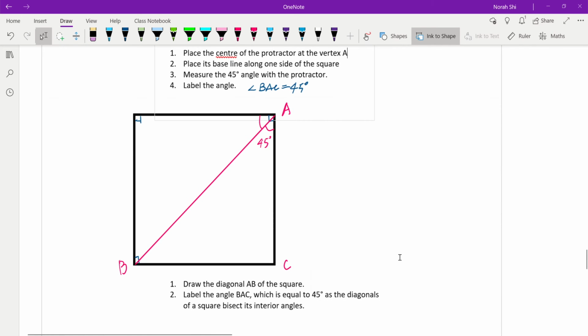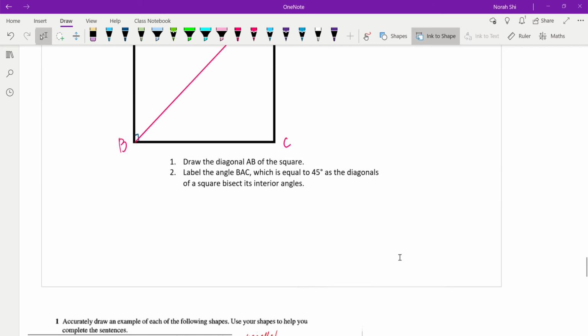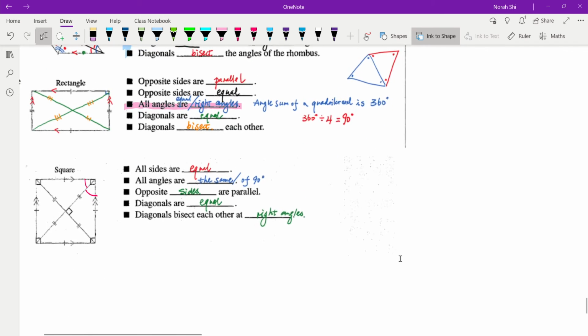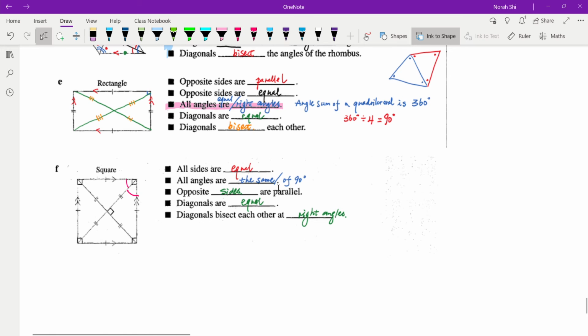For a square, it is a very special quadrilateral. What are the geometrical properties of a square? I think a lot of you can think of these properties. All sides are equal. All angles are right angles. Opposite sides are parallel. Diagonals are equal. Diagonals bisect each other at right angles. But actually there is one more property of a square, which is that the diagonals bisect the interior angles.